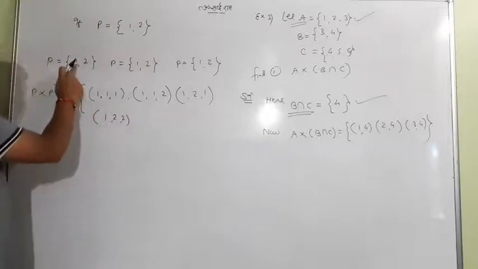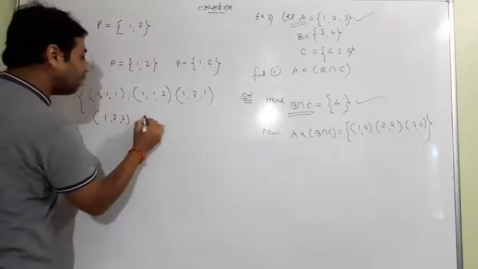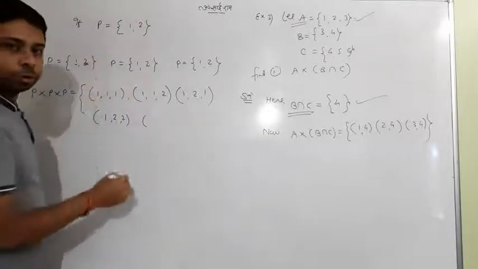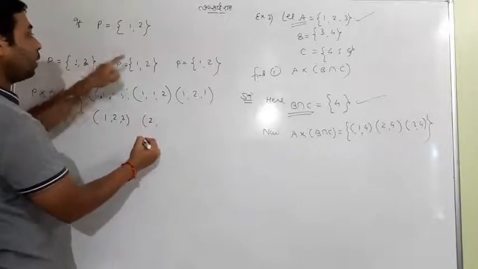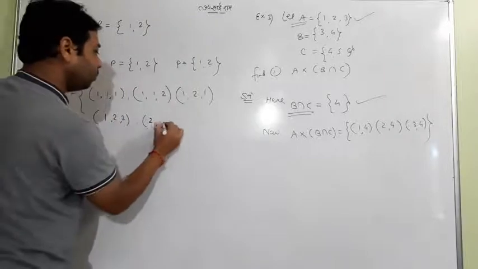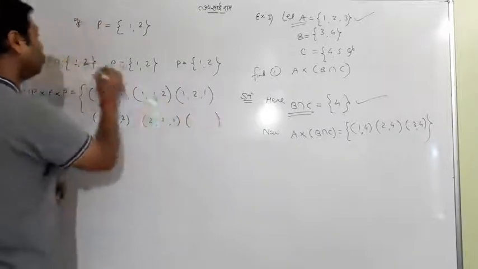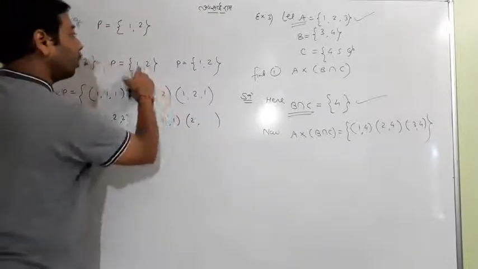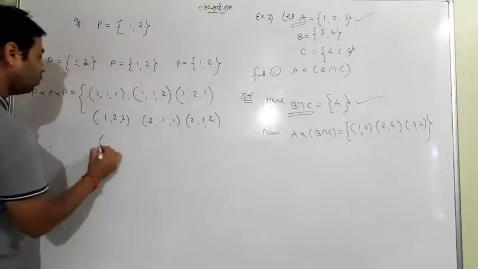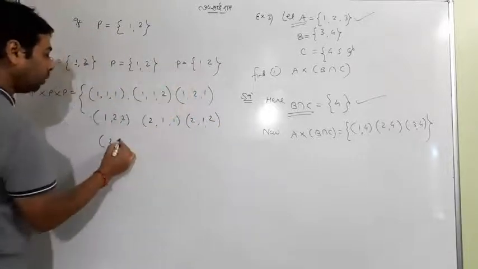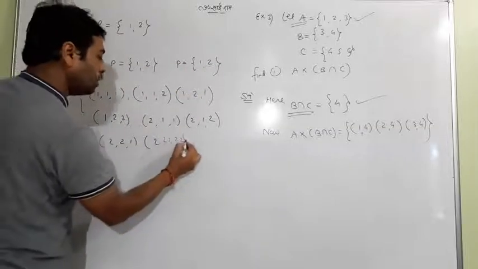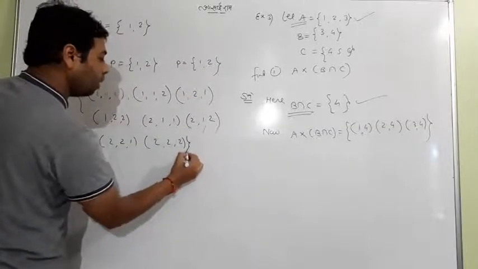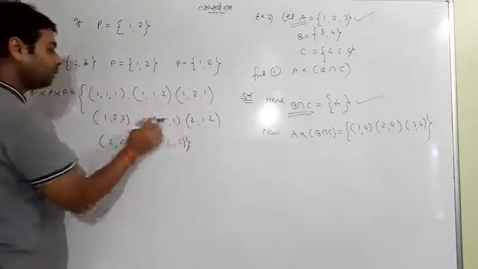And now I will do the same with 2. So you know what I am going to write. 2, 1, 1, all possibilities: 2, 1, 2, 2, 2, 1, 2, 2, 2. Now how many elements are there? 1, 2, 3, 4, 5, 6, 7, 8.